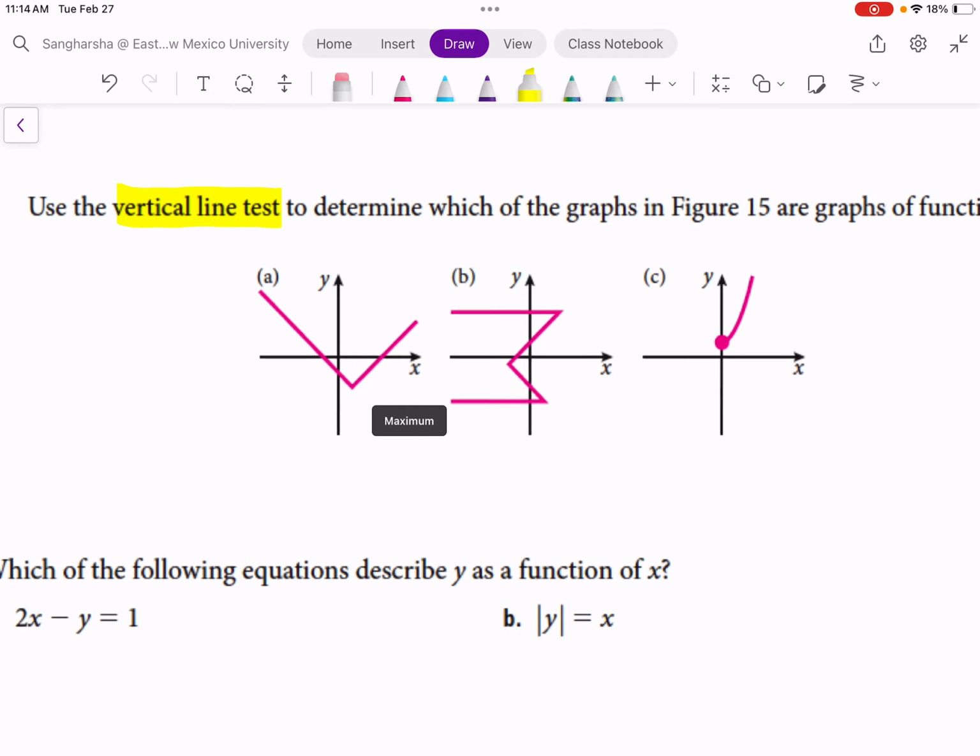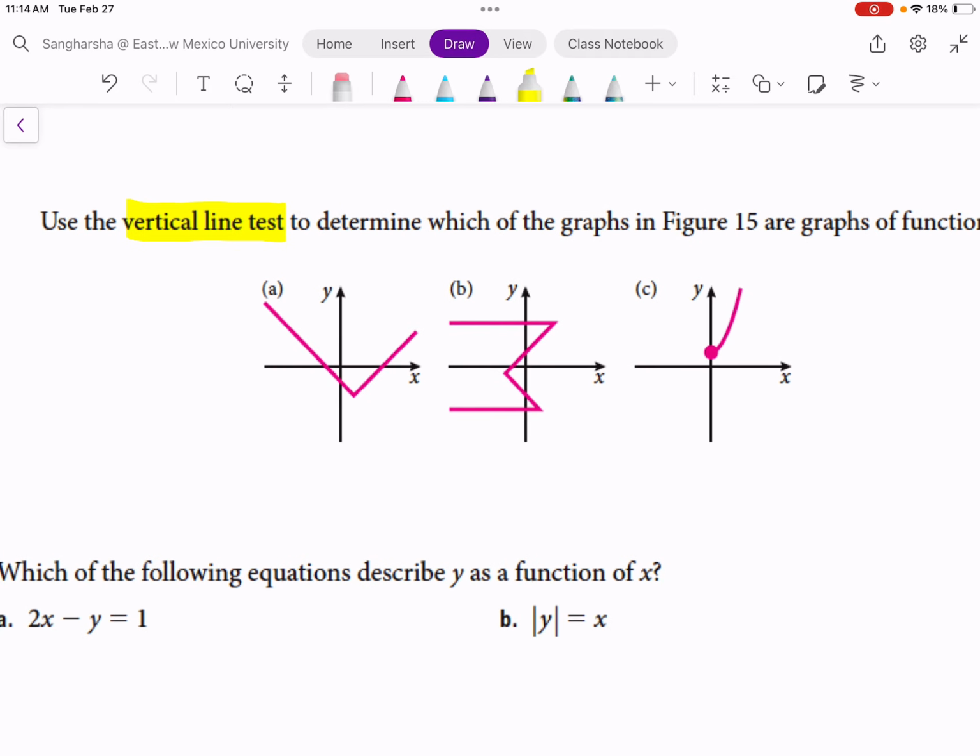Okay, so we have a graph here, this very first graph. Now we draw a vertical line. You can draw a vertical line anywhere. If every vertical line crosses the graph exactly at one point, then it is a function. Here, this first vertical line crosses the graph at one point, the second crosses at one point. It does not matter wherever you draw, it crosses exactly once. It means this graph is a function.